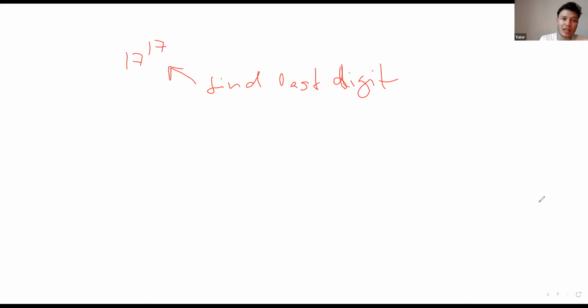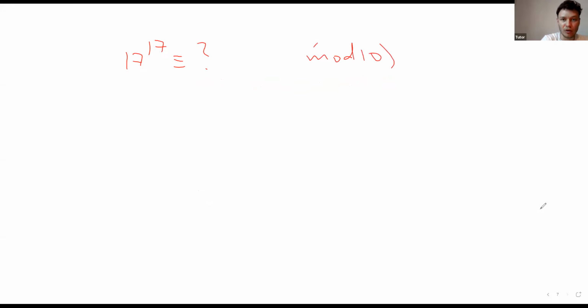So if I wanted the last digit of 17 to the power 17, how could I do it? I could write it like this: what is this going to be congruent to mod 10? First of all, you see one thing right away. 17 is congruent with 7 mod 10. Because of that, I can simplify this a little bit, and say that this is congruent with 7 to the power 17, but I still need to compute what this is mod 10.